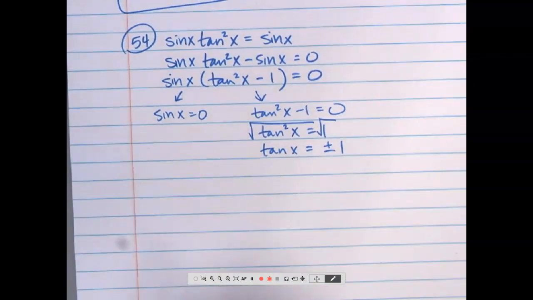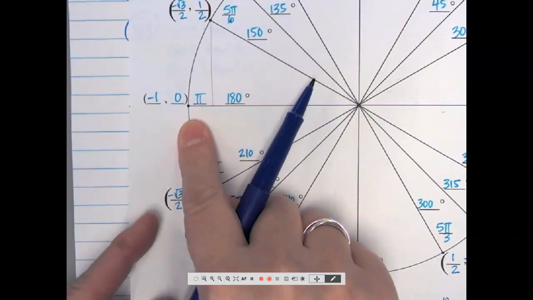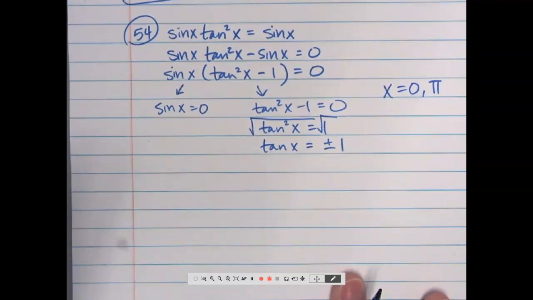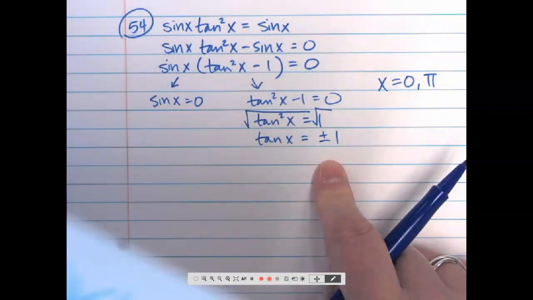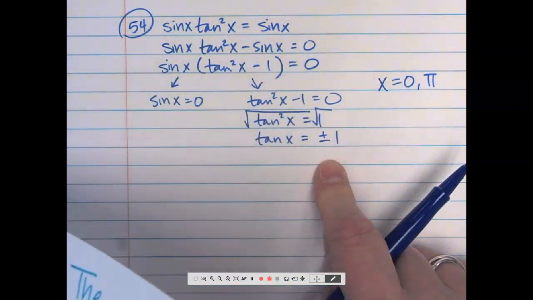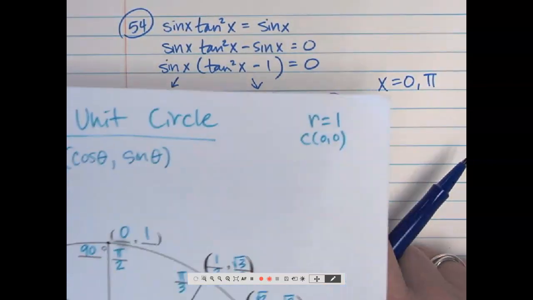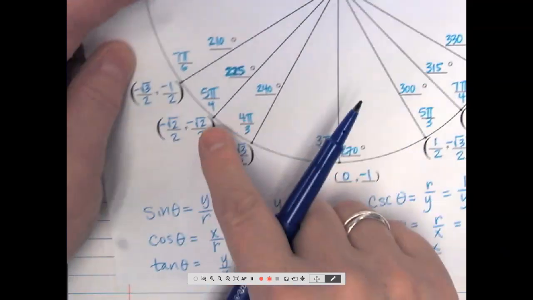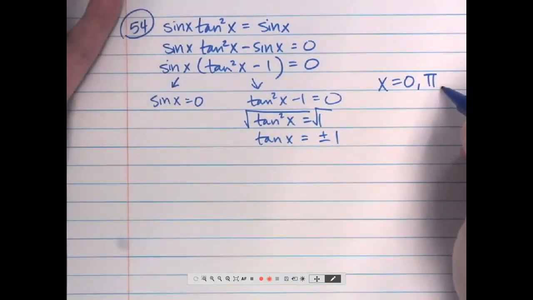Okay, so where is sine 0? Well, wherever y is 0, which is here and here. So 0 and pi. Okay. Where is tangent 1? We found tangent by dividing y over x. So how would I get 1? If they were the same number. The only place that happens is here at pi over 4 and here at 5 pi over 4. Now, let me go ahead and add those.